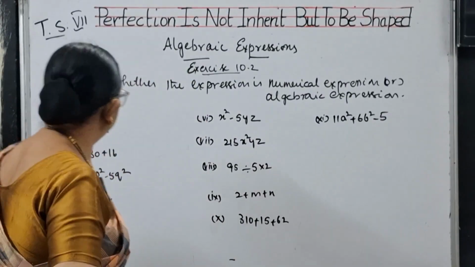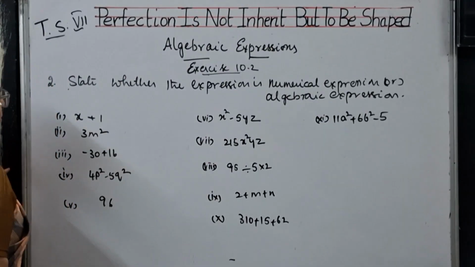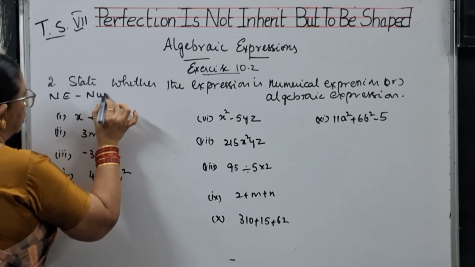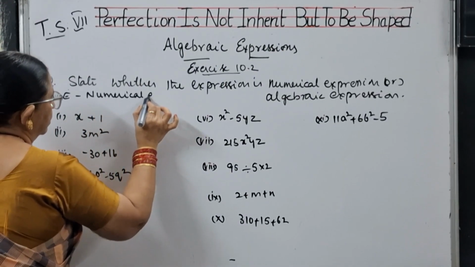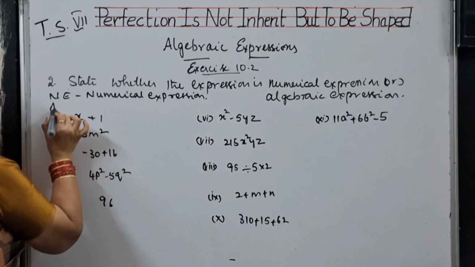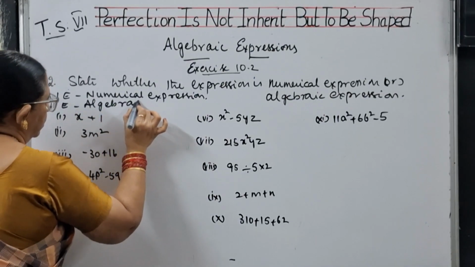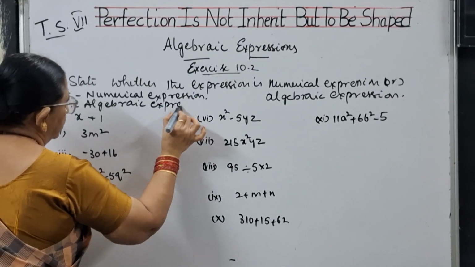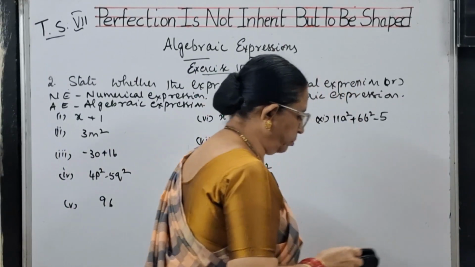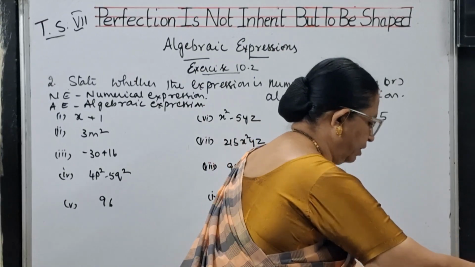Now the next problem. State whether the expression is a numerical expression or an algebraic expression. See children, I will write NE for numerical expression and AE for algebraic expression. So which is NE, which is AE. NE means numerical expression, AE means algebraic expression.